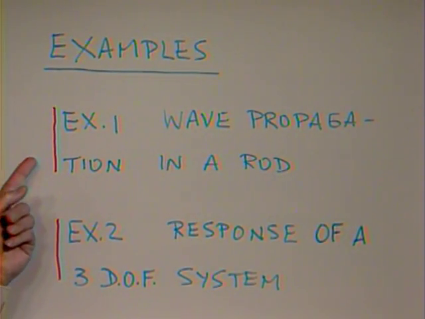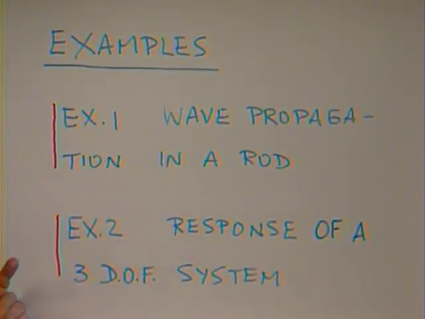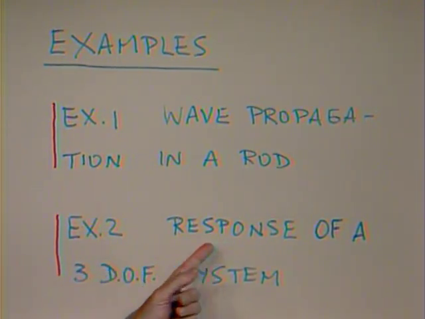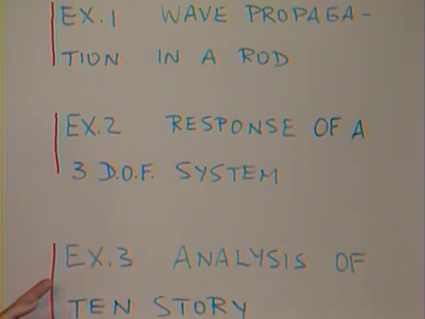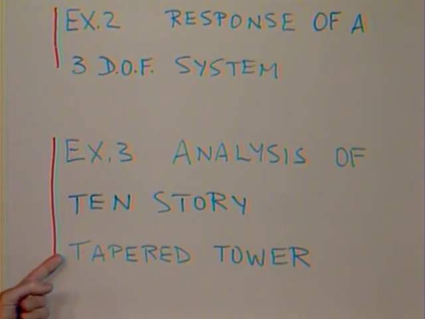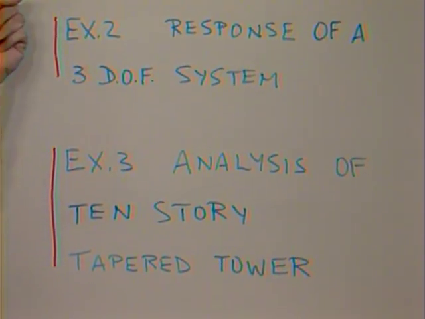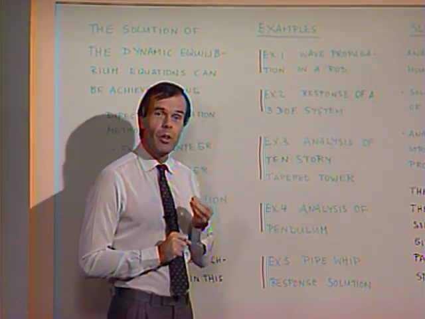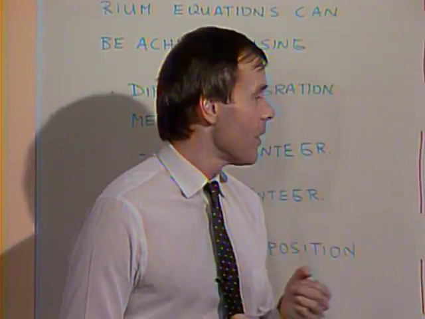As a first example, we want to consider the wave propagation in a rod. As a second example, I'd like to share with you experiences regarding the response of a 3-degree of freedom system. As a third example, then, we want to consider the analysis of a 10-story tapered tower. Example 3 and example 1 are really solutions of a linear system, but we learn quite a bit even regarding nonlinear analysis from these examples.